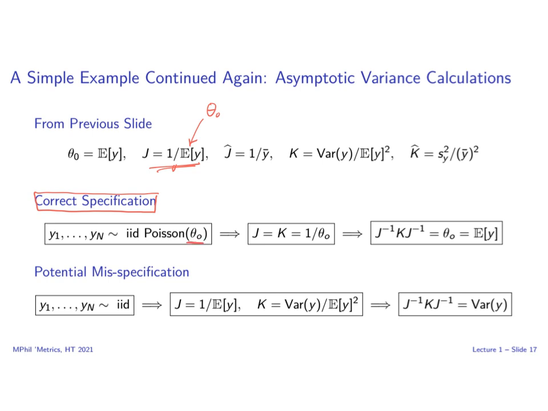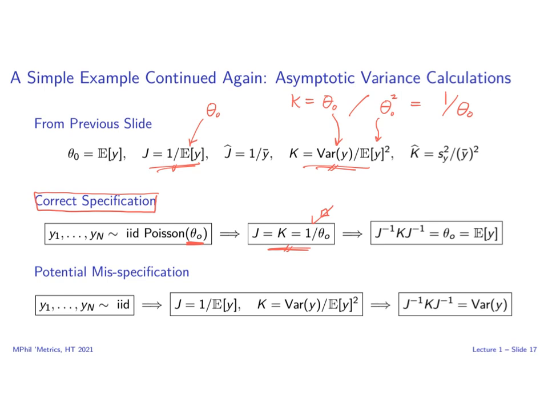Similarly, in this example, we showed that K is equal to the variance of y divided by the expected value of y squared. Again, that's from the previous slide. But we know that for a Poisson random variable, the variance is also equal to theta naught. So substituting theta naught for the variance of y and theta naught for the expectation of y, we see that a factor of theta naught cancels in both the numerator and the denominator. So K, too, is equal to 1 over theta naught. Just as the information matrix equality told us, J equals K, provided that the Poisson model is actually correct.